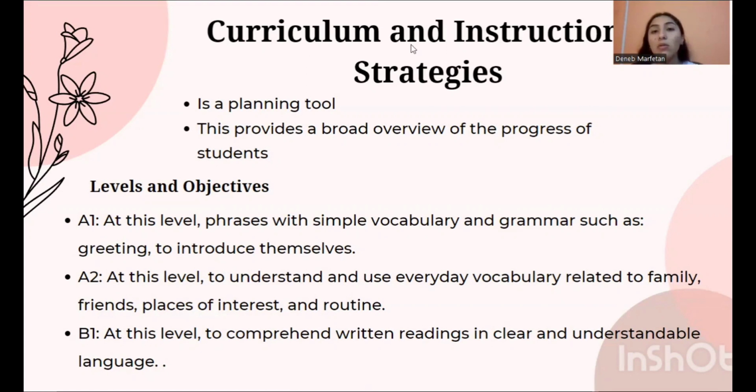And let's talk about instructional strategies, which are task-based learning, problem-based learning, CLIL, content-based instruction, among others. This is important because students are going to learn effectively, they can feel comfortable inside the classroom, and they can learn more and more every day.